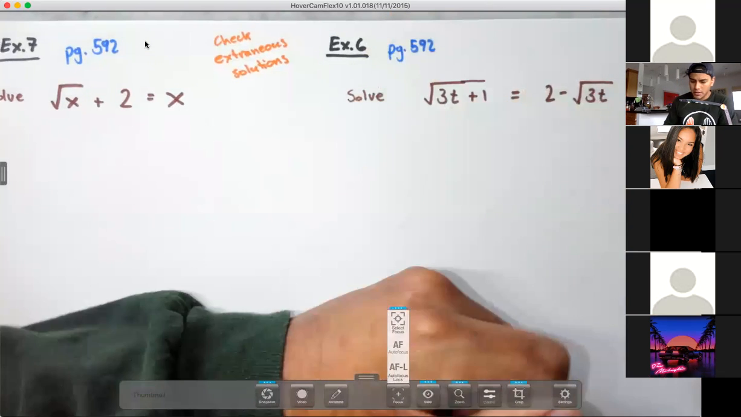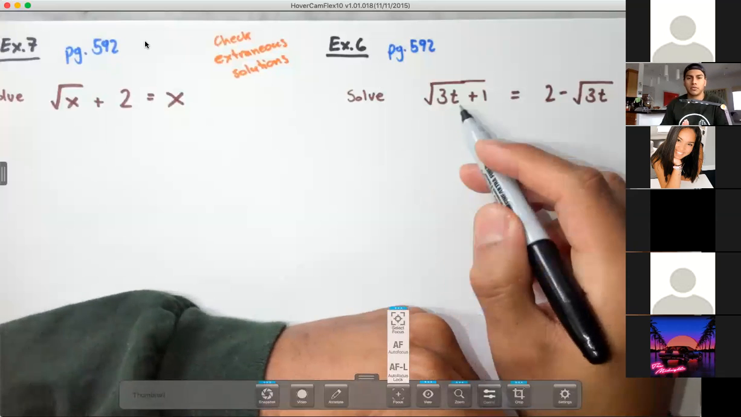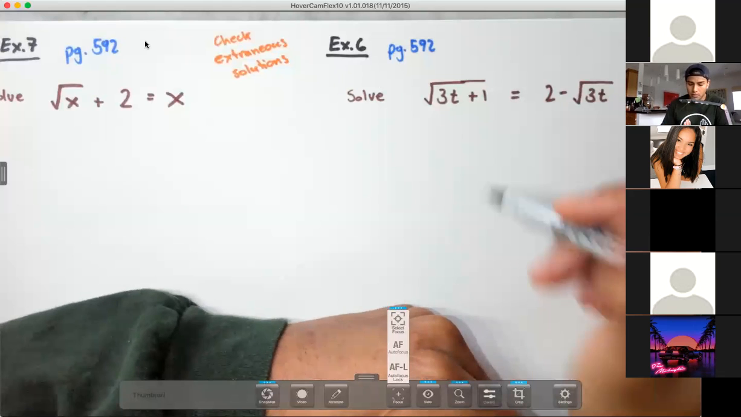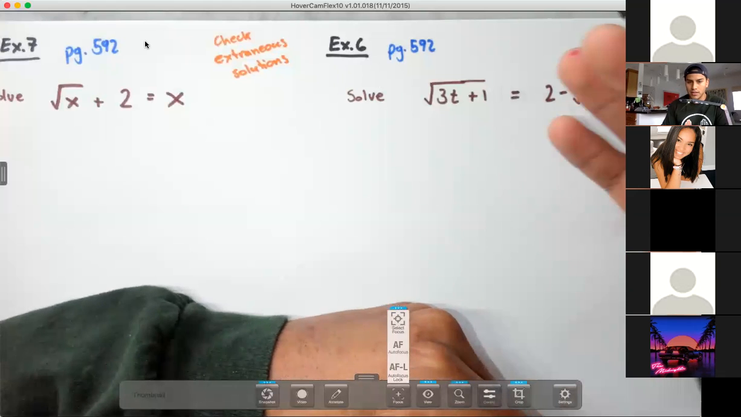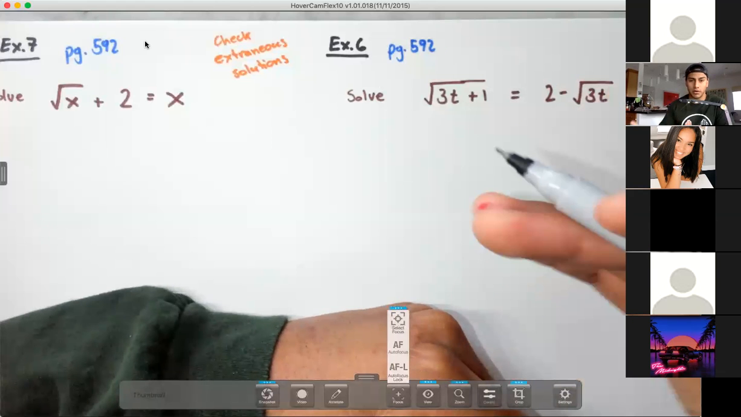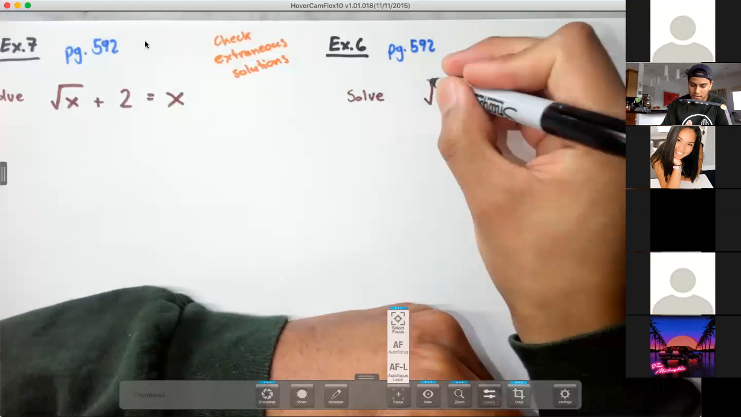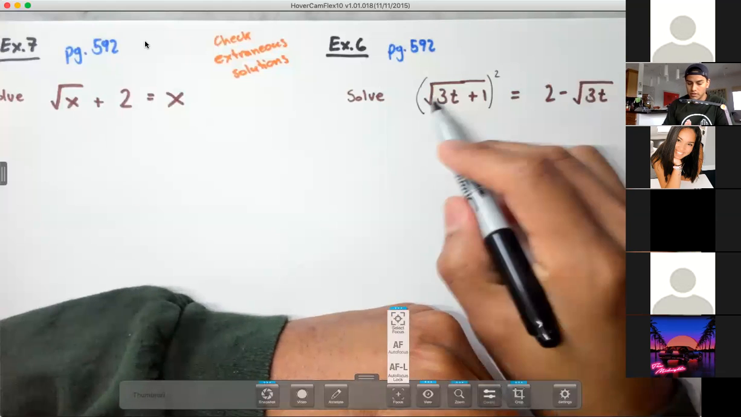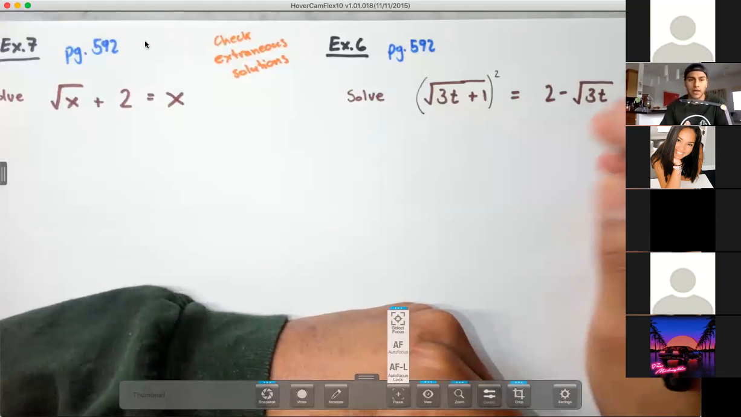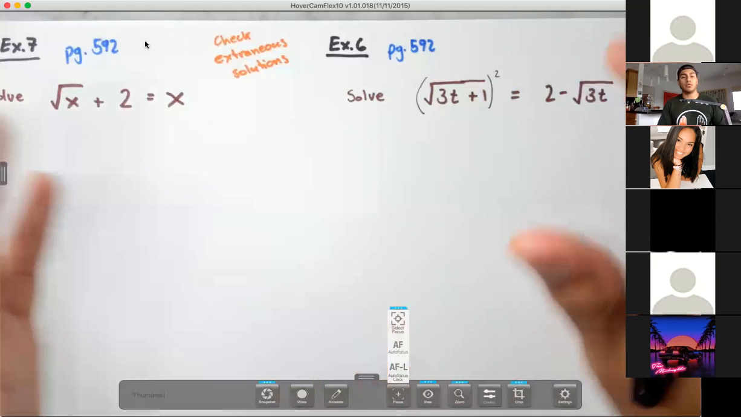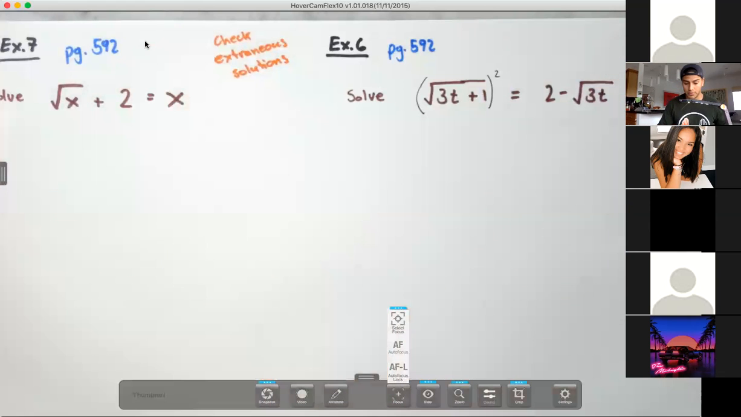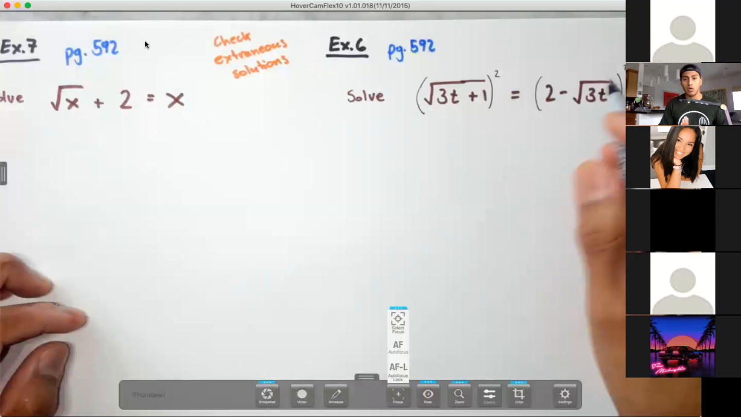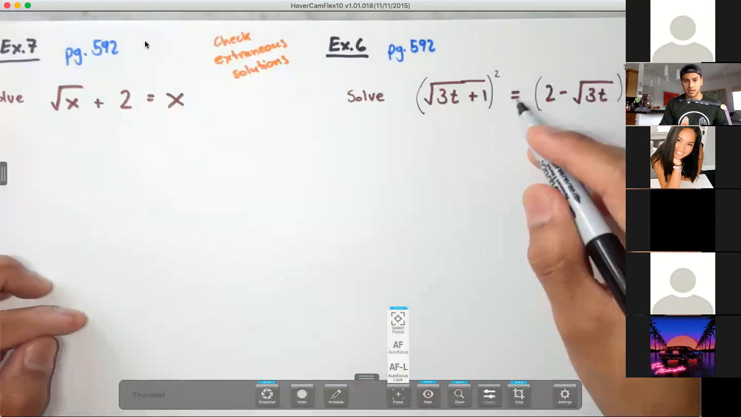So basically all you have to do here is that you see the radical 3t plus 1 equals 2 minus radical 3t. What we want to do is raise each side to a power of 2. That will cancel out the radical here, and it'll also cancel out the radical here. But remember, the algebra rules state that whatever you do to one side, you have to do to the complete other side. So you have to do it to this complete other side, not only to the radical.